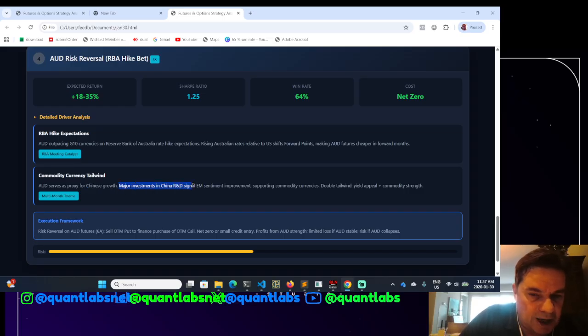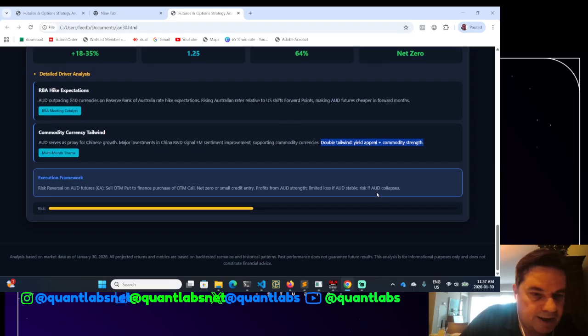Major investments in China R&D signal emerging market sentiment improvement and support commodity currencies, including the Canadian dollar, with oil: a double tailwind of yield appeal and commodity strength. So here's the framework for the execution.